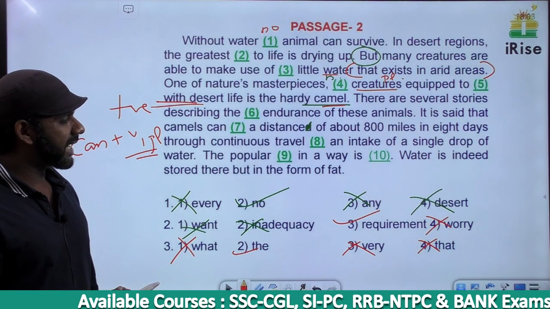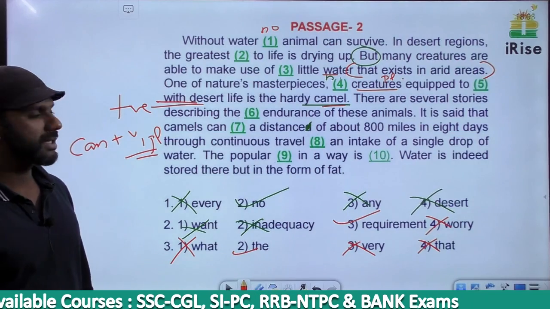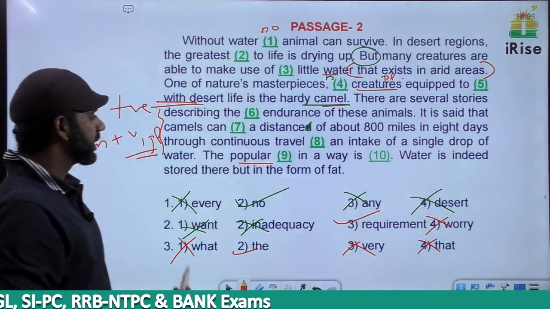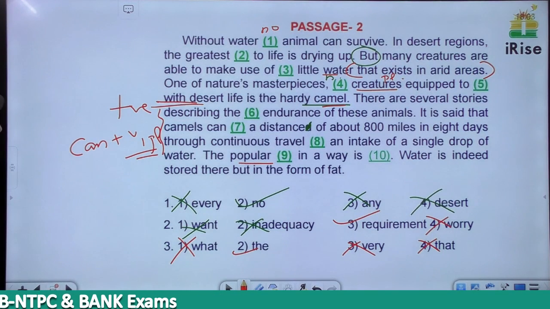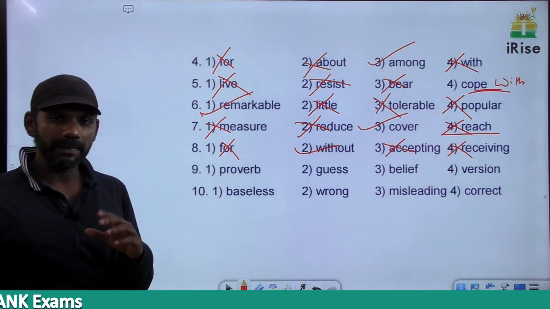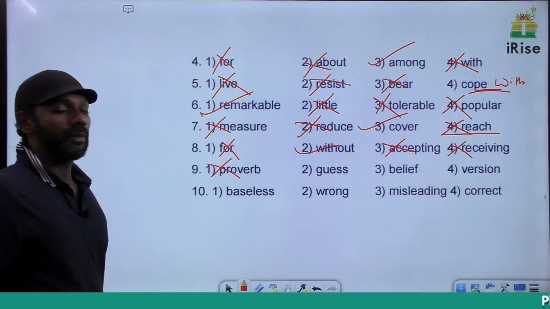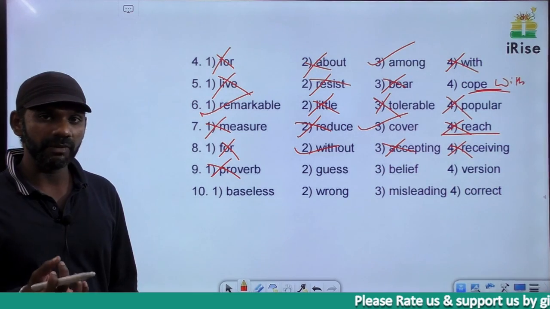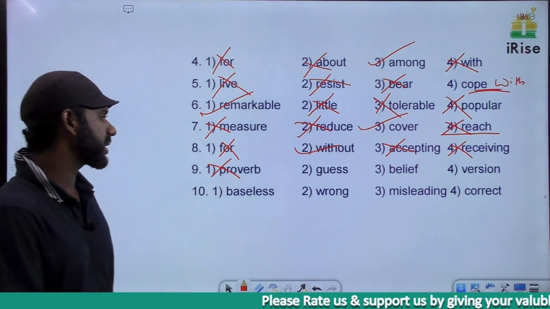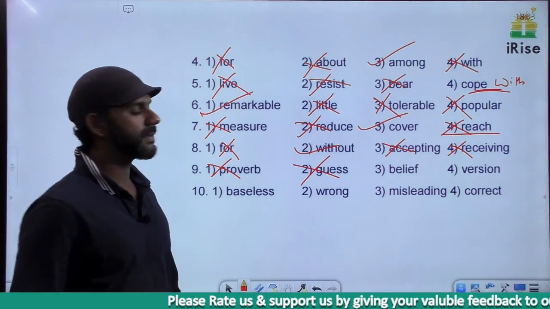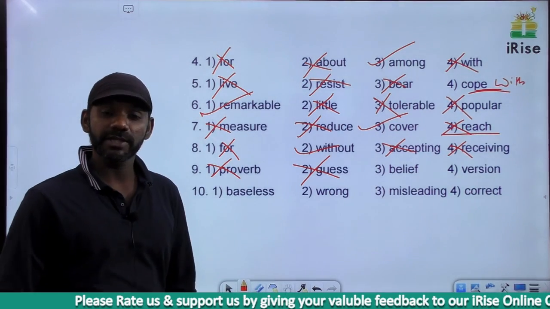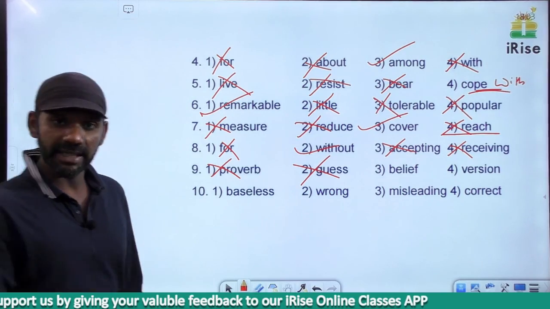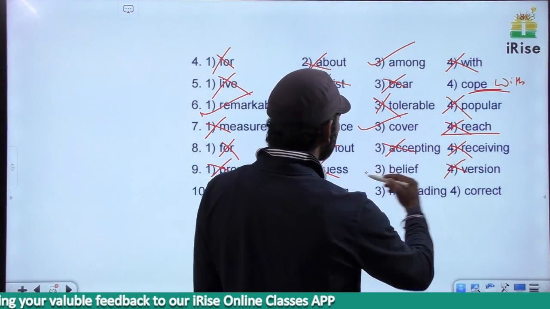The popular dash in a way is dash. The popular dash, that means what is talked about the camel here. Come to the options. There is no proverb mentioned there. Eliminated. What the camel does, traveling 800 miles without taking even a single drop of water, it is not a guess, it is a fact. Based on that, 2 is eliminated. Version is for a story. What the camel does, regarding camel is not a story. It's what the camel does, in fact. Eliminated. It must be belief.